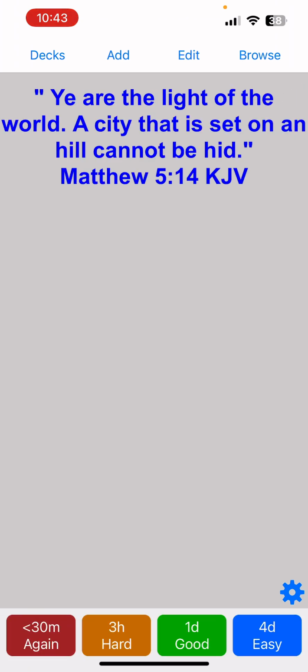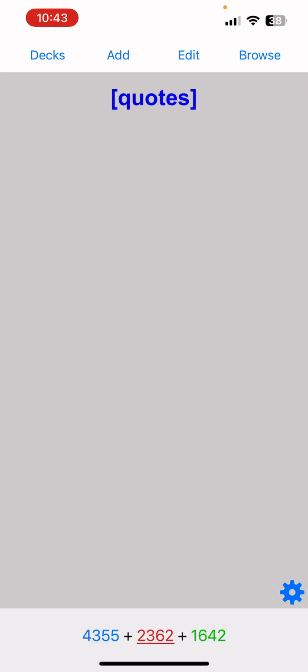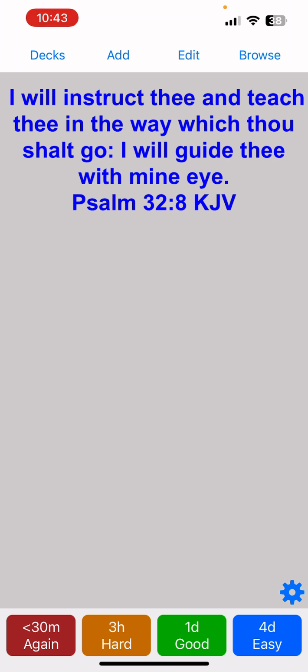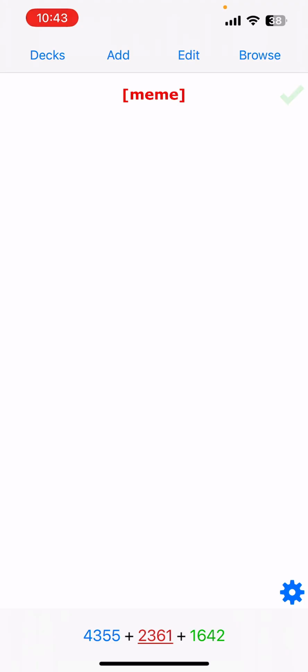Quotes. You are the light of the world. A city that is set on a hill cannot be hidden. Amen. I will instruct thee and teach thee in the way which thou shalt go. I will guide thee with mine eye.